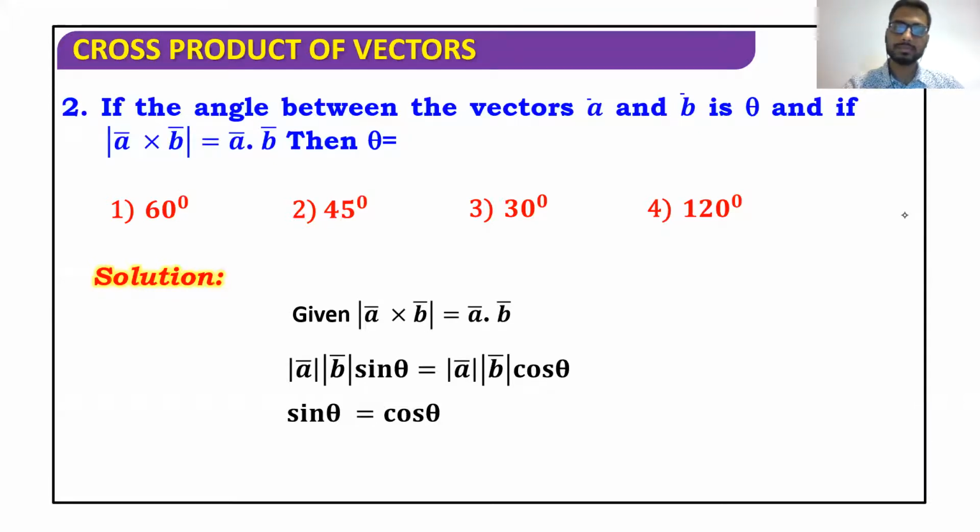Therefore this, and therefore I can say that value of sine theta is equal to cos theta, and therefore my value of theta is equal to 45 degrees. Because only at 45 degrees I can say that my sine 45 and cos 45 are same.